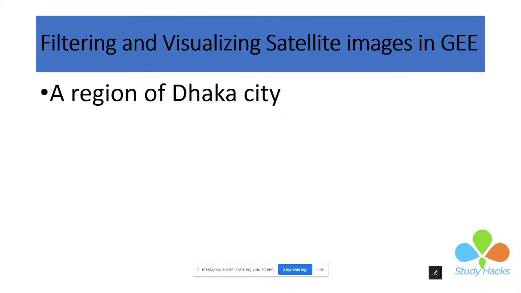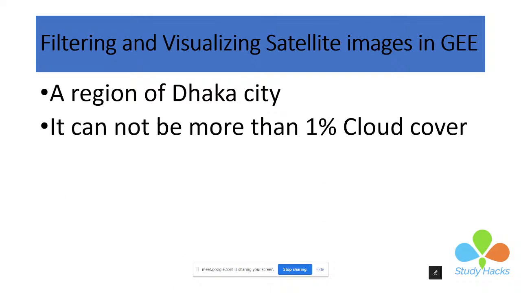Okay, this is the first condition. You need to filter your region. Then you also need to filter your image properties. Image properties can be a lot of things. Suppose you need only those images which have not more than 1% cloud cover. So this is one type of factor, and this is another factor.